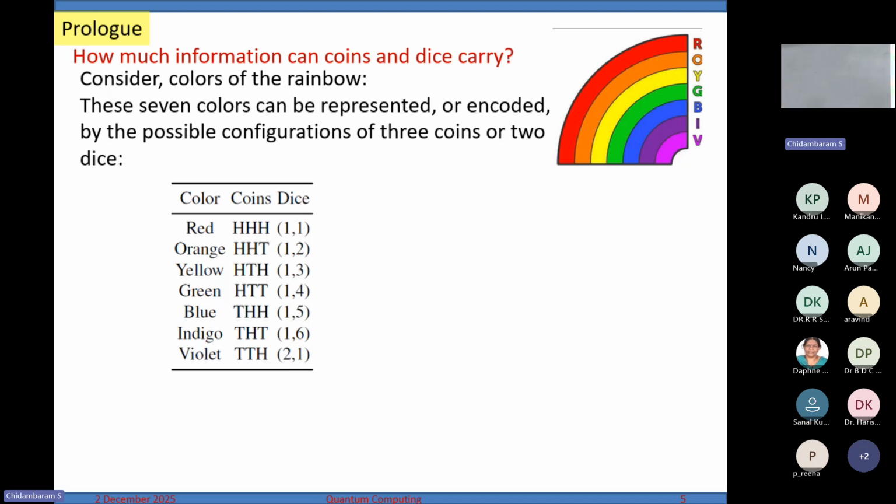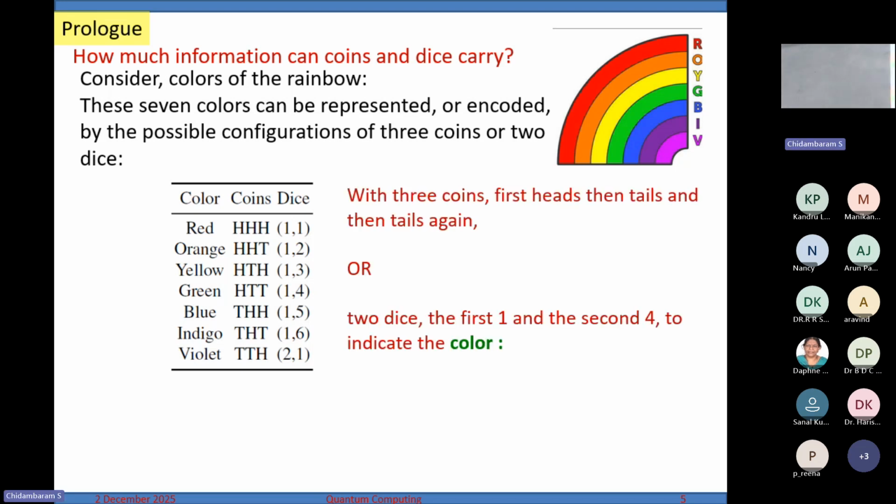Of course, you may have overlap also. So you need 3 coins, meaning 2 power 3, 8 possible states you will get with coins. So I need only 7. So 3 coins I require. Whereas with dice, a single dice has 6 states, but totally there are 7 states I require, so I need 2 dice.